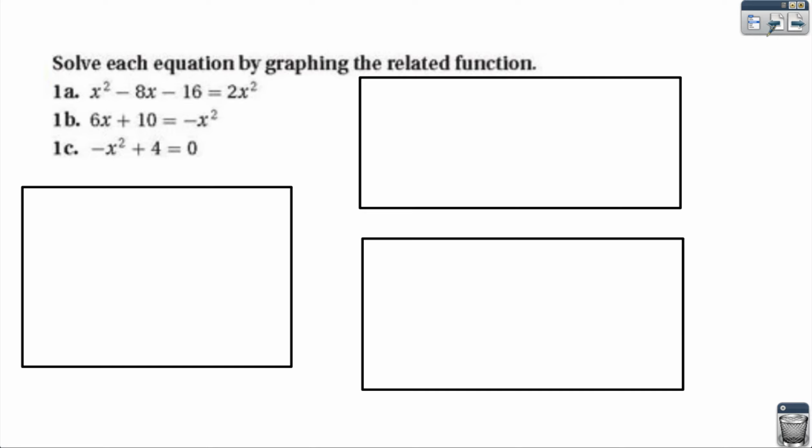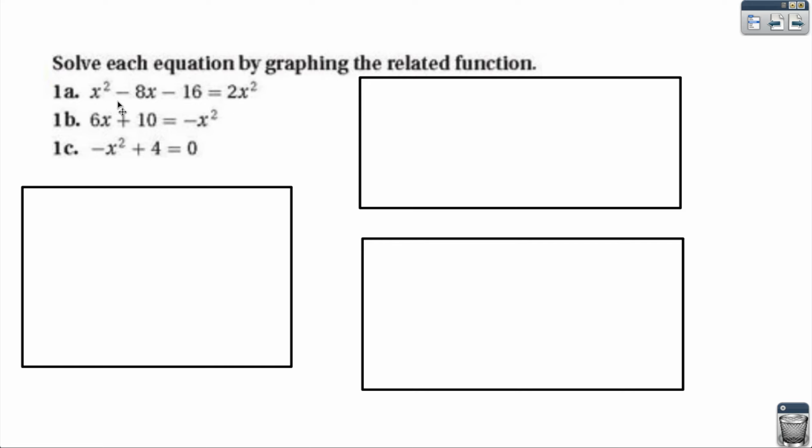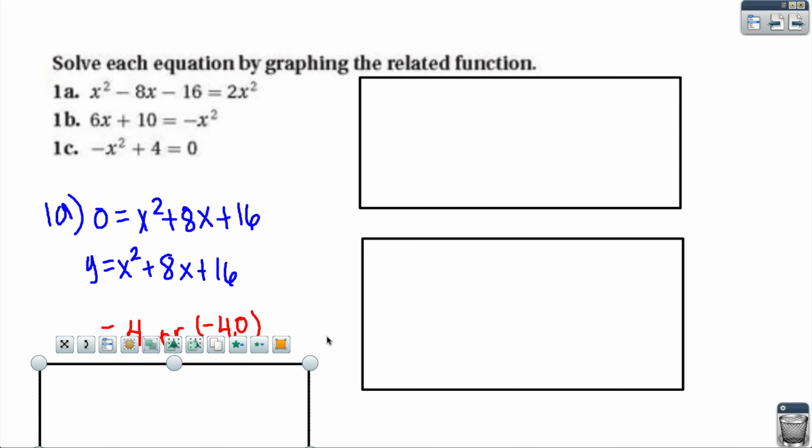All right, part 1A, let's look at the given. If you were to write the related function, because it's not in standard form, you want to move all the terms to the right side so that your standard form, or your related function, will look like x squared plus 8x plus 16, which you will be graphing. When you do, you'll find out that there is exactly 1 zero, super cool, it's the vertex, found at -4, or if you were writing your answer this way, at (-4, 0).